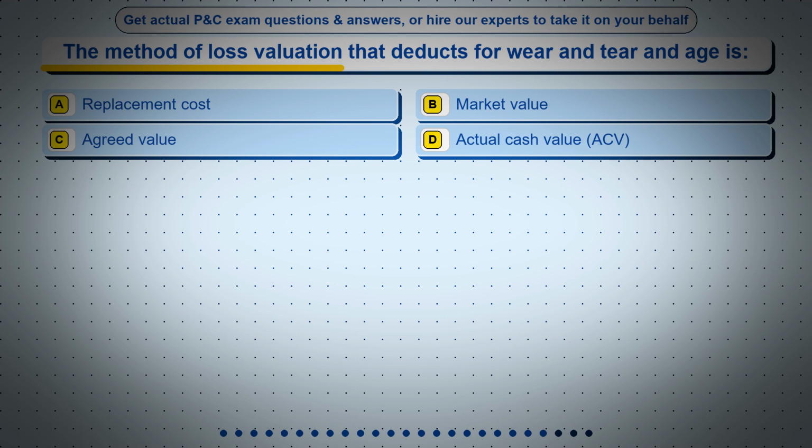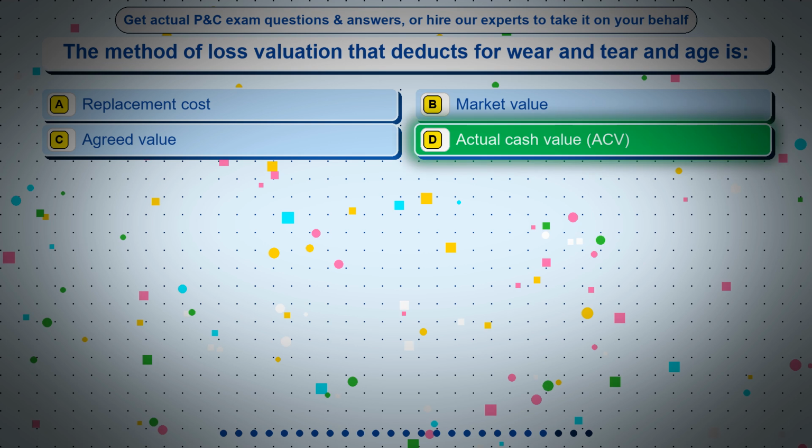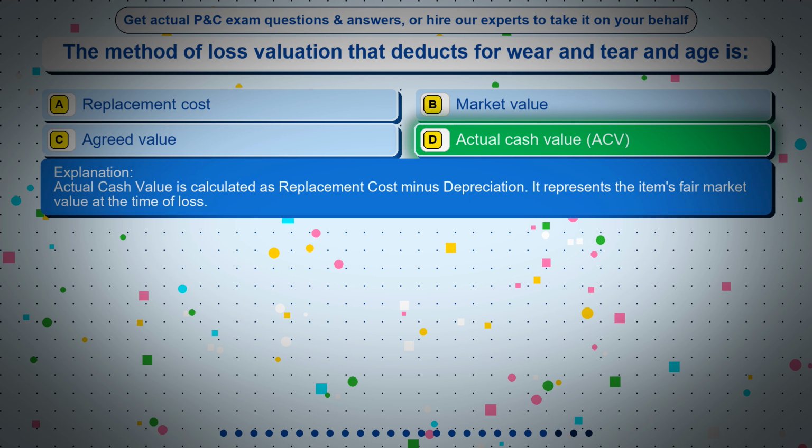Option B, market value. Option C, agreed value. Option D, actual cash value, ACV. The correct answer is option D, actual cash value, ACV. Actual cash value is calculated as replacement cost minus depreciation. It represents the item's fair market value at the time of loss.